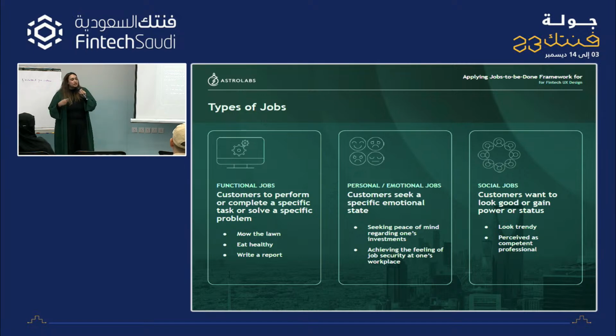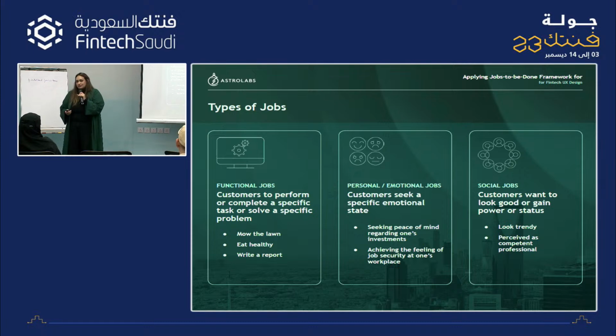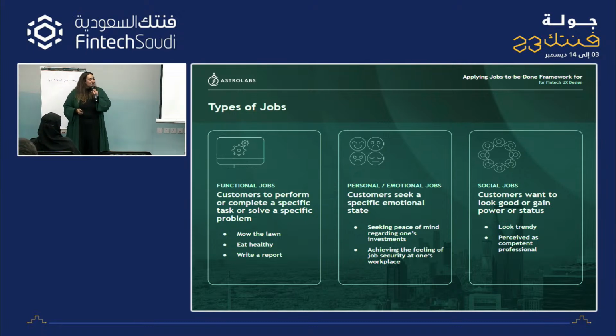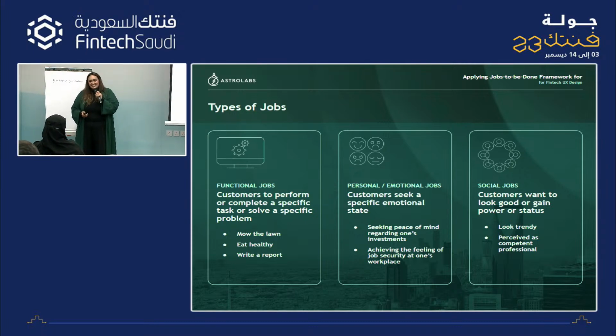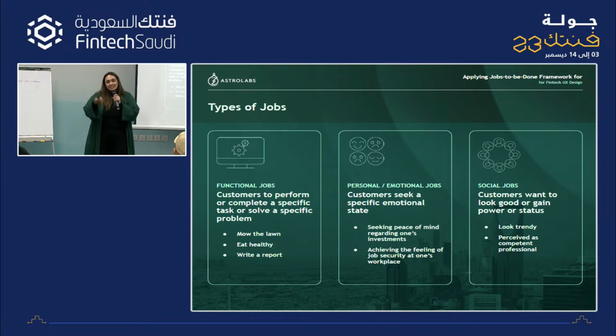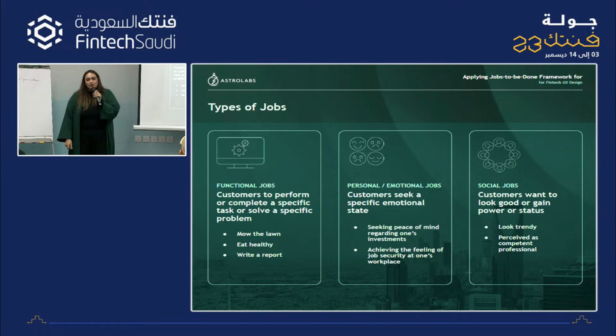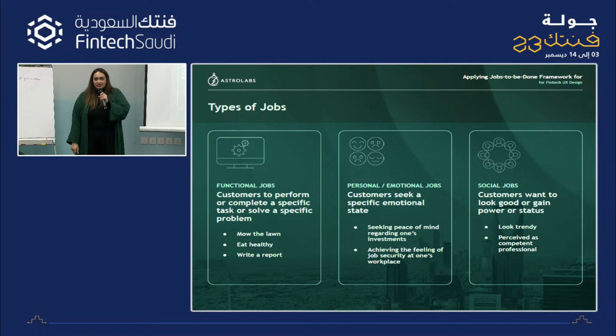What other examples? Can you think of examples in fintech? Yeah? For emotional jobs in fintech. Who said transferring money? Yeah, transferring money. Transferring money to family members, right? Okay, it's an emotional job, right? How do you solve for that? How do you figure out what is the emotional job? What would you do? You give them money, they're happy.